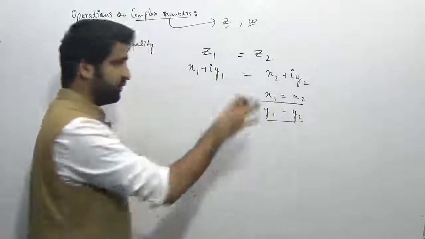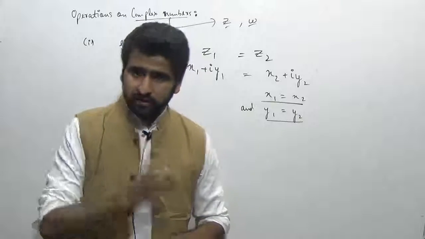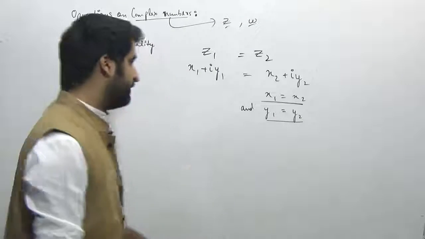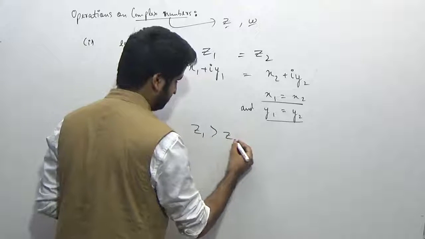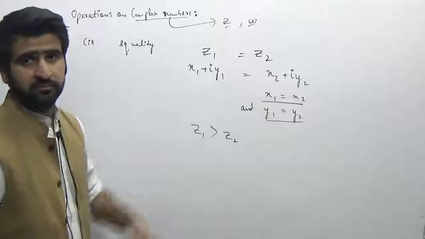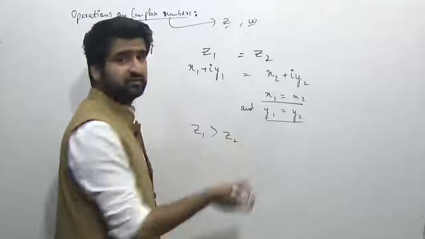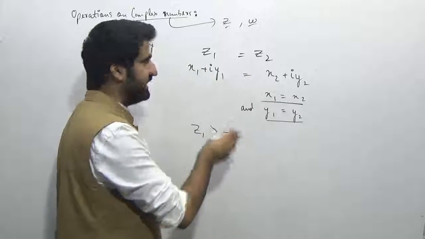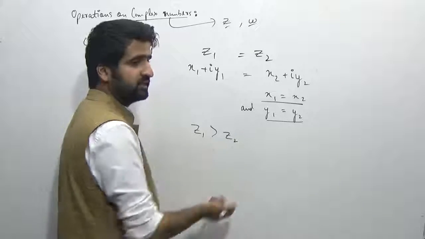There is no other way in which two complex numbers can be equal. Both their real parts and their imaginary parts have to be equal. If I want to say that z1 is greater than z2, is this possible? Actually, this is not possible. We can't compare two complex numbers because we would have to compare the real parts separately and the imaginary parts separately, and on the whole, two complex numbers can never be compared.